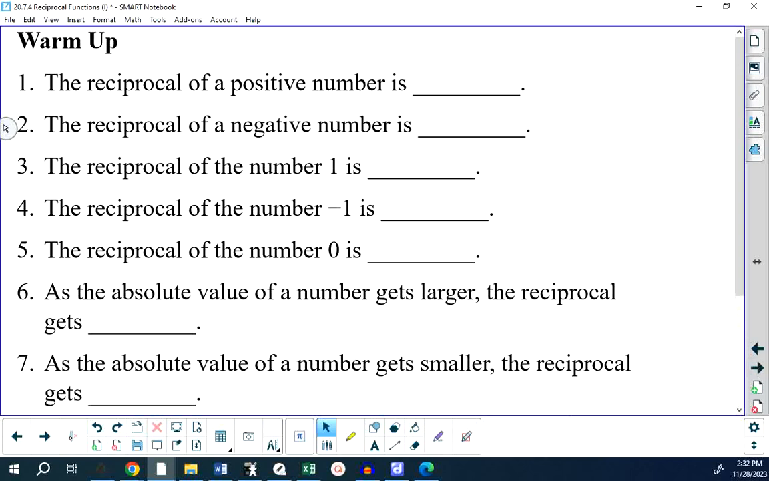The reciprocal of a positive number is what? If you take any positive number in the world and you take the reciprocal of it, will you still get a positive number? Absolutely. So whenever we reciprocate positive things, we get positive things. Similarly, the reciprocal of a negative is going to be negative. If I take 1 over a negative number to get the reciprocal of the negative number, I'm going to get negative.